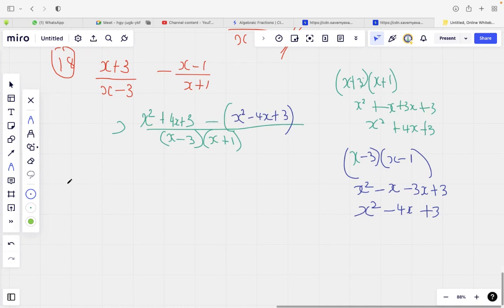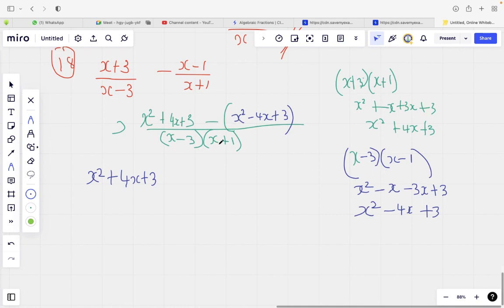this bracket. The reason I put the brackets is to let you know that this negative is going to affect everything inside this bracket. So I want to rewrite the whole numerator. We have x squared for the first one. For this one, we have x squared plus 4x plus 3. And then this one will be minus 1.